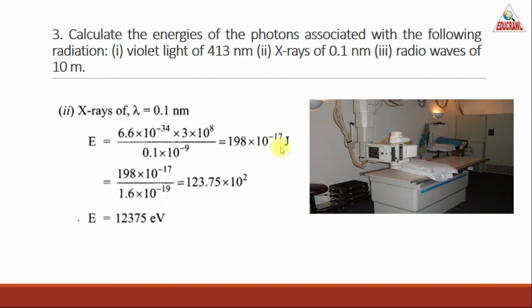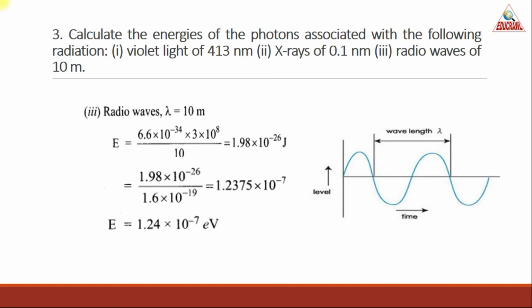Here, once again, we have to convert this into electron volt. So once again, we divide it by 1.6 into 10 power minus 19. Hence, the energy associated with the X-ray is given by 12,375 electron volt.